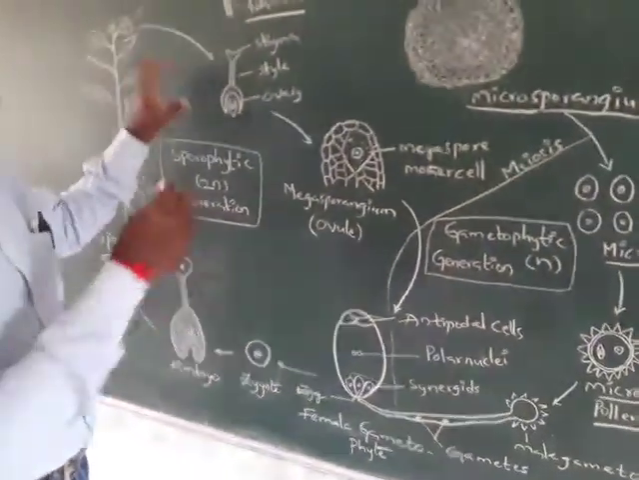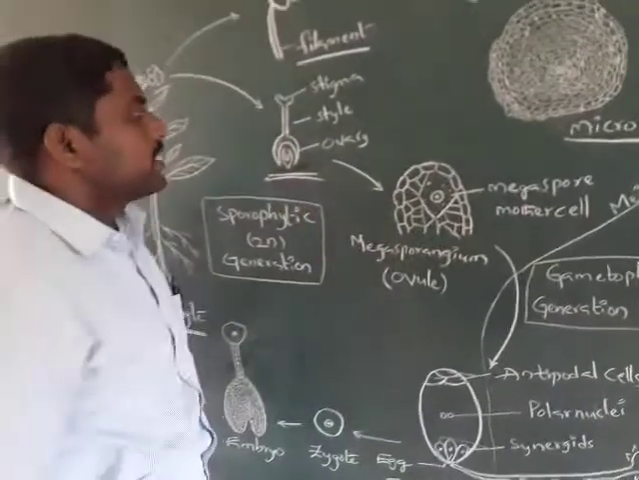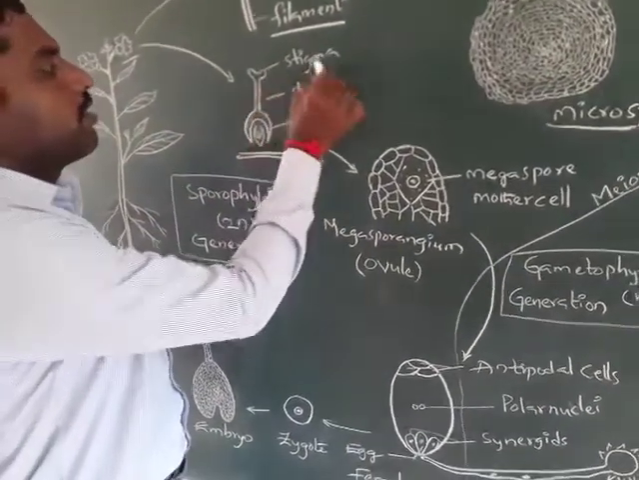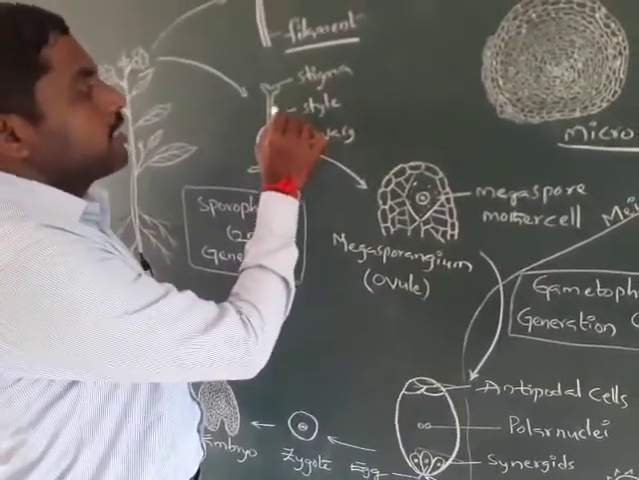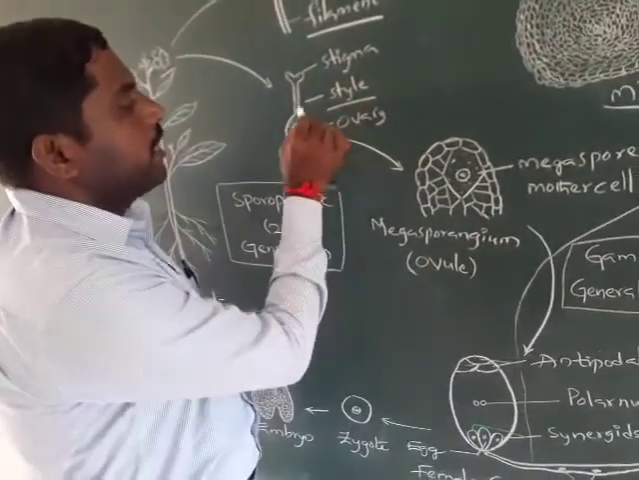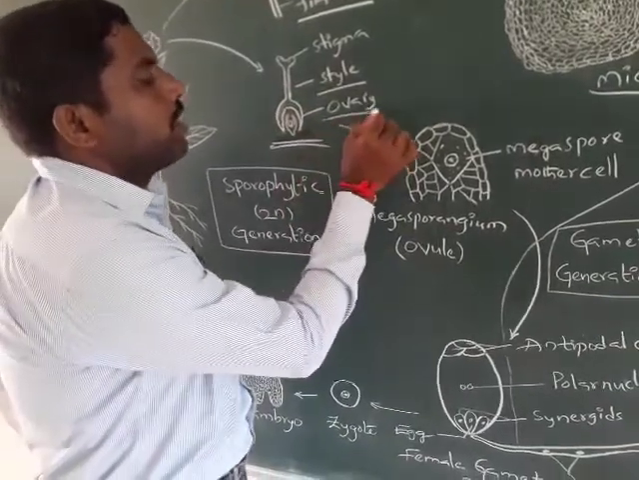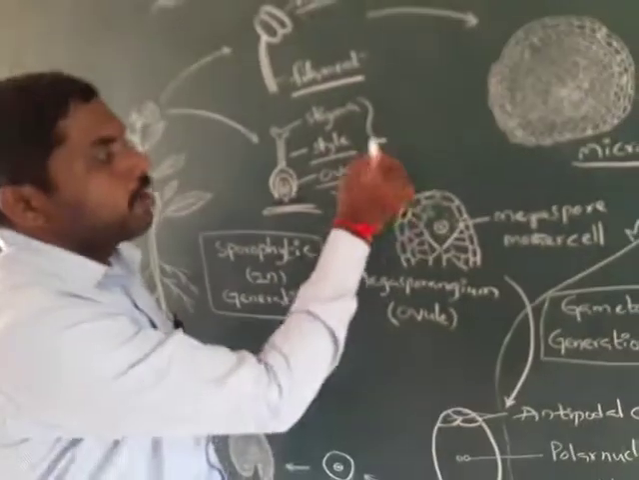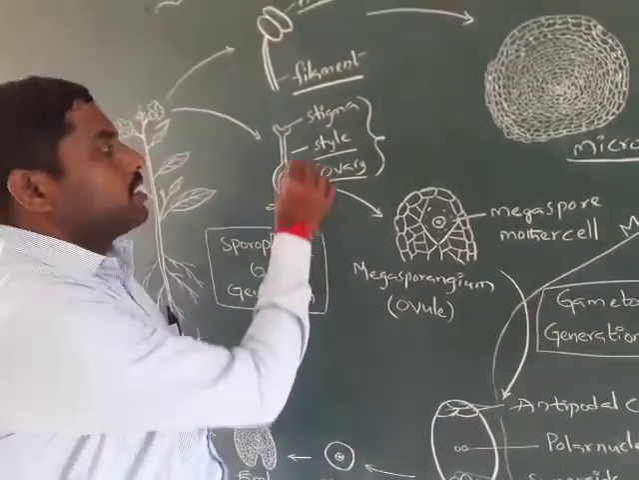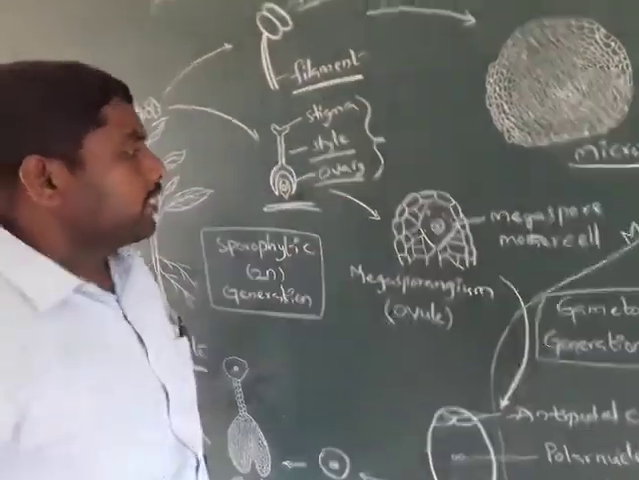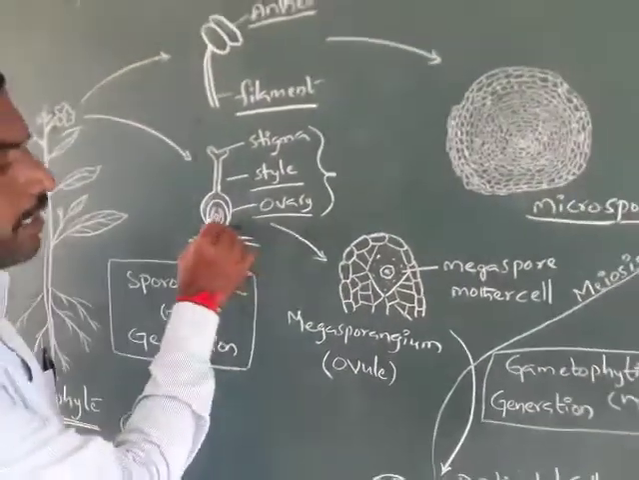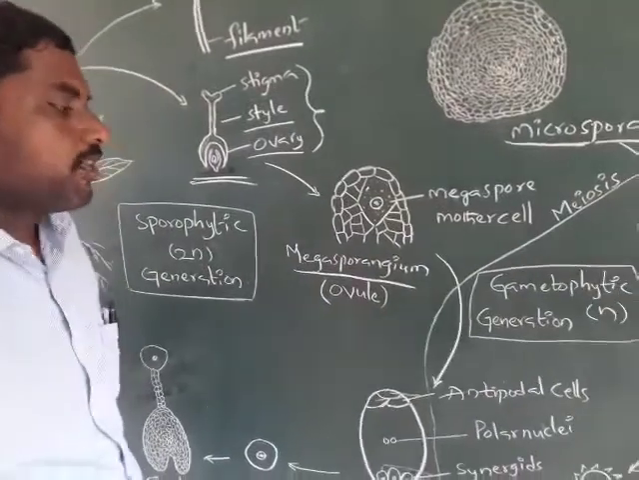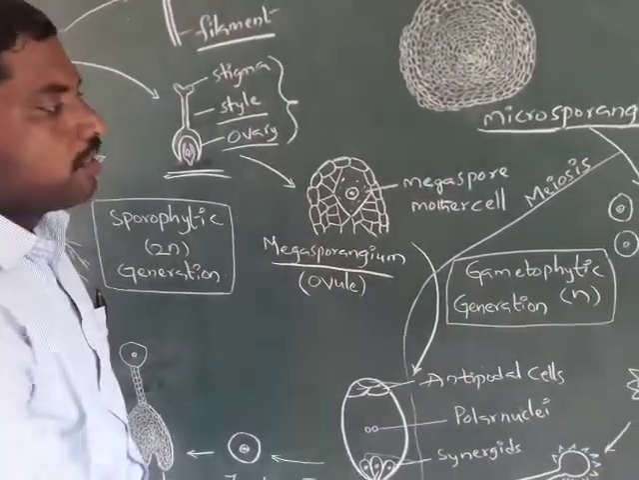Now we have to discuss the pistil. Here it is the stigma, the apical part. Here it is the style and here it is the ovary. A typical pistil consists of these three parts: stigma, style, ovary. In the ovary, the ovule is called the megasporangium.